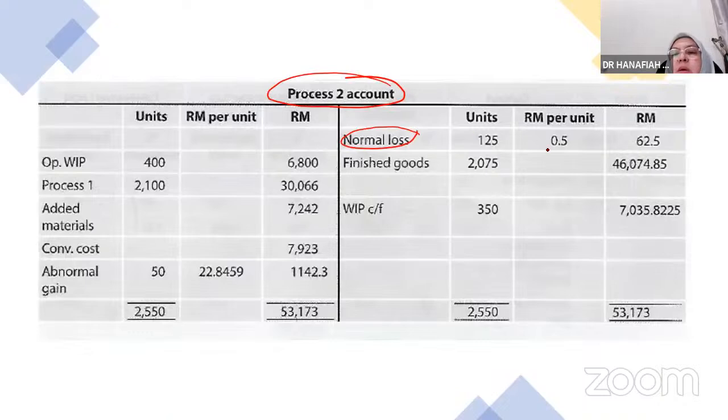Let's say you have normal loss. This is the figure that you use. And the abnormal gain should be on this side. If abnormal loss is on your credit side, abnormal gain should be on your debit side.